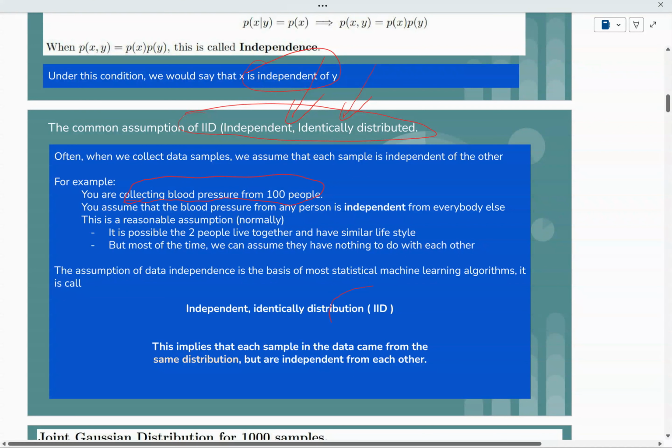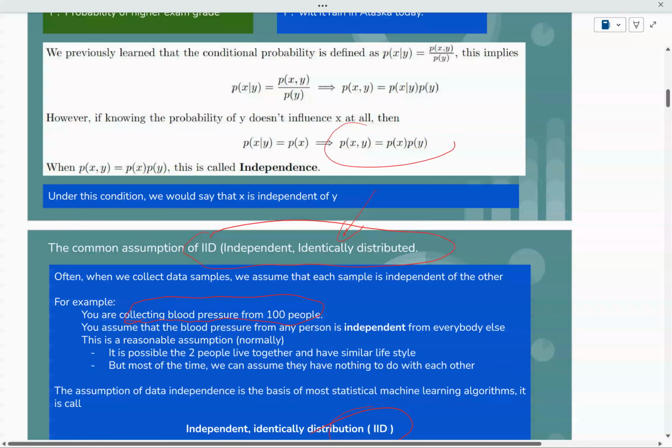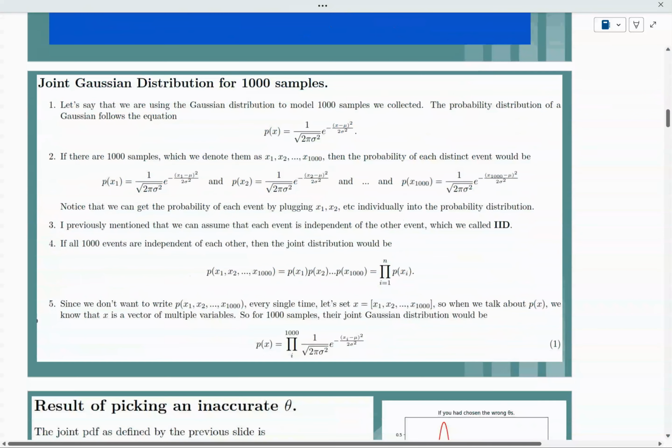So this is called the IID assumption. And in order for us to continue to do what we are doing today, it is very important that we keep track of this independence as well as the equation for independence. The equation for independence is, if you have two variables or three variables, that they simply multiply with each other. Okay, so let's say now we have a Gaussian distribution.